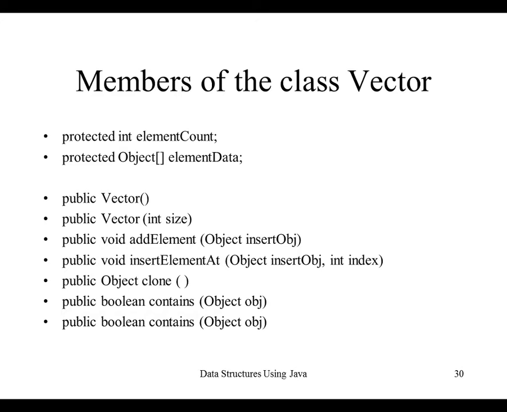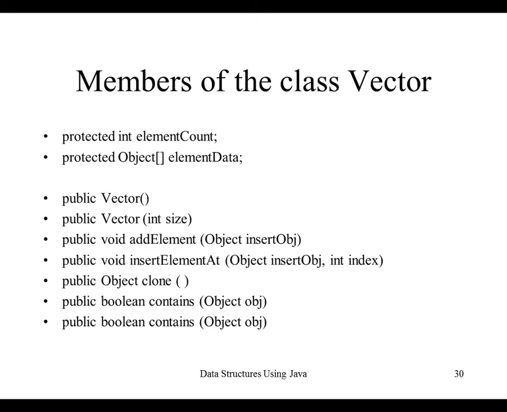Next, public void insertElementAt with parameters Object insertObj and int index. This inserts the object insertObj at the position specified by index. If index is out of range, this method throws an error called ArrayIndexOutOfBoundsException. Next, we have public Object clone(). This returns a copy of the vector.